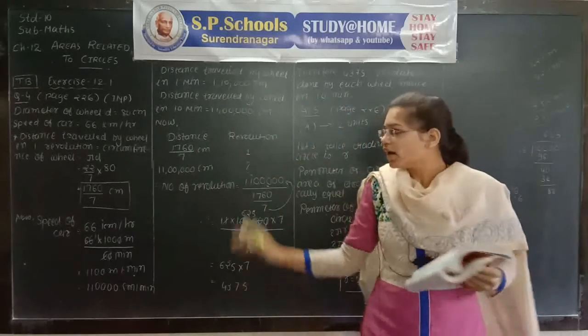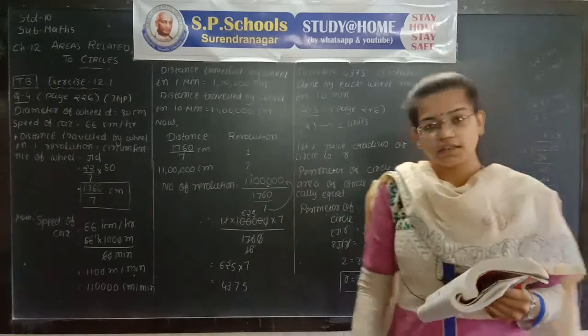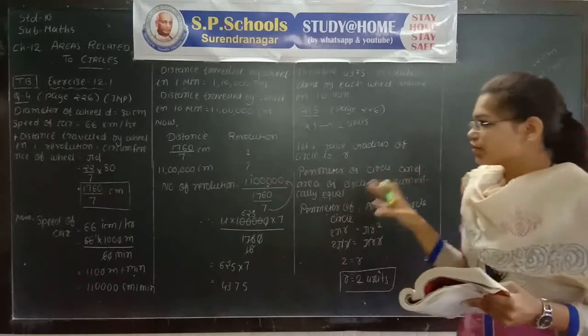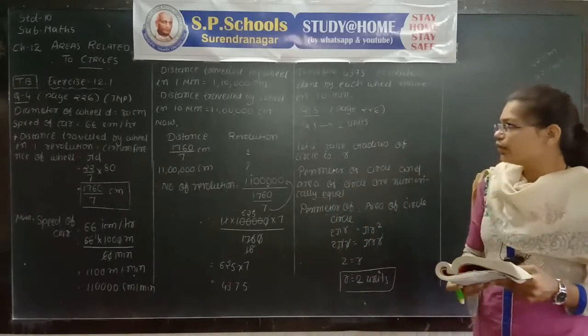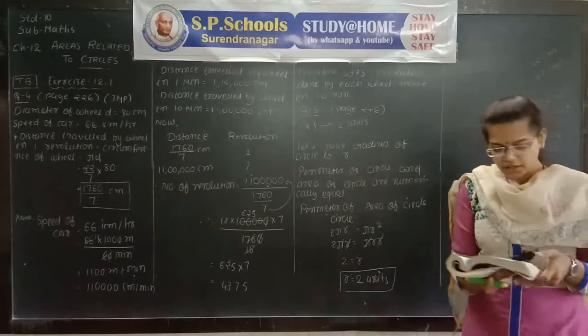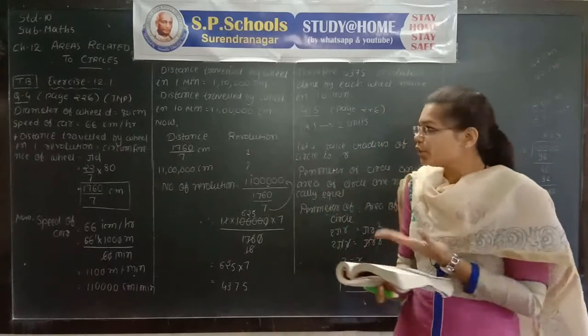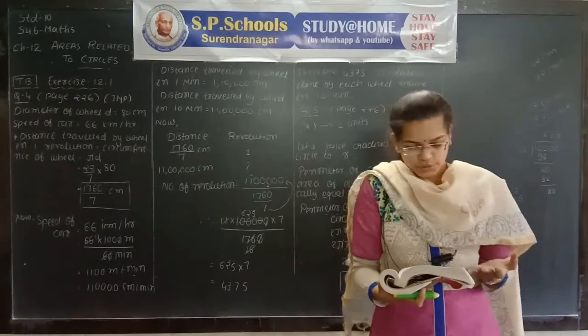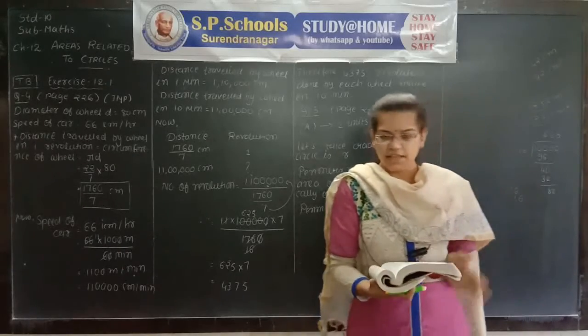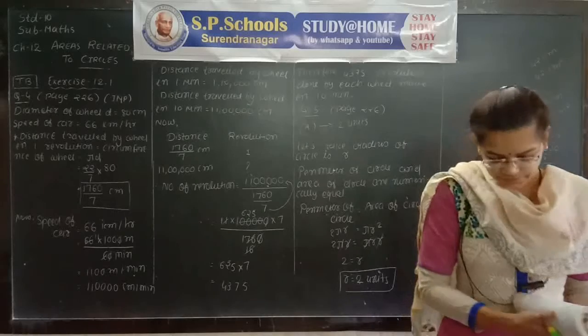Here our exercise 12.1 is completed. Question number 5 is totally completed. Now we discuss our new theory, new examples and new exercise 12.2, Areas of Sectors and Segments of a Circle.